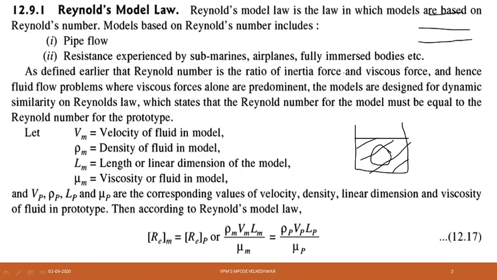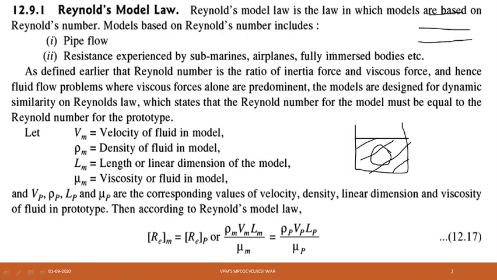As defined earlier, Reynolds number is the ratio of inertia force to viscous force. Hence, for fluid flow where viscous forces alone are predominant, the models are designed for dynamic similarity on Reynolds law. Whatever model it is, it will be designed using dynamic analysis based on Reynolds law, which says that the Reynolds number for the model must be equal to the Reynolds number for the prototype.